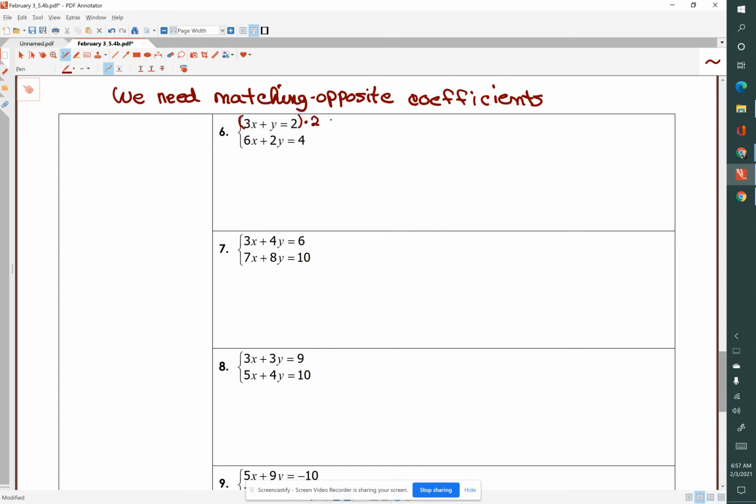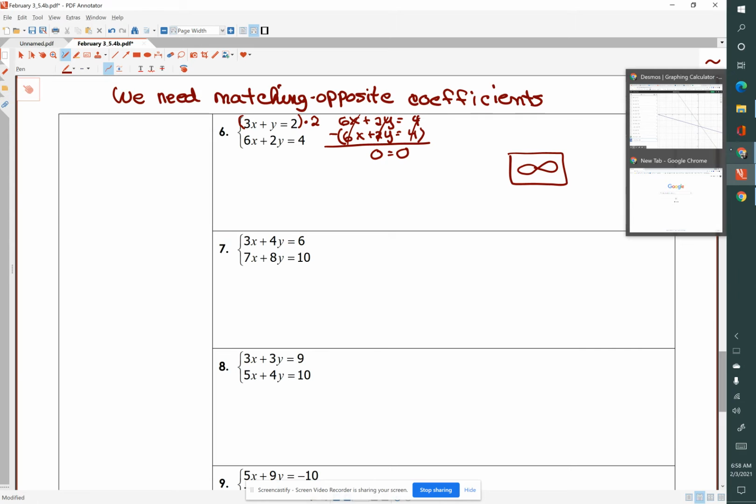So let's multiply this first one by 2, which will give us 6x plus 2y equals 4. And let's bring over our second equation, 6x plus 2y equals 4. And I think you see what's going to happen here if we put parentheses and subtract the second from the first. Everything cancels out, and we have 0 equals 0. What we've got here is an infinite number of solutions, meaning that these two equations are the same line. So let's take a look at that in Desmos.